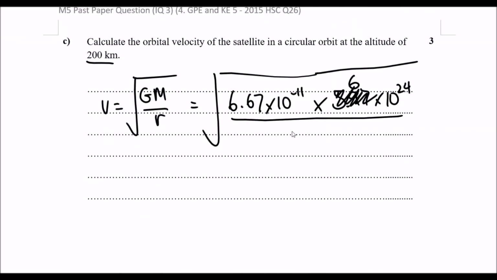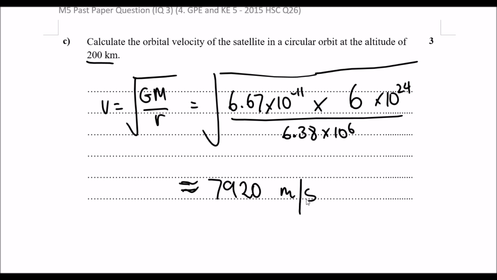We have the radius of the Earth, 6.38 times 10 to the power of 6. I'm just going to neaten this up. Okay, so let's have a look at what the value is. So we have a velocity, if we round it off to a whole number, it's about 7,920 meters per second. That's the orbital velocity.